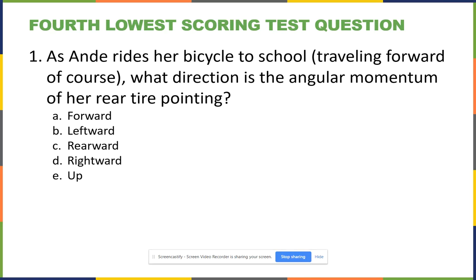Okay, the final one that people did poorly on. As Andy rides her bicycle to school, traveling forward, of course, what direction is the angular momentum of her rear tire pointing? And so we talked about this in class. If she's going forward, the tire's rotating like this. How do you determine the direction of the angular velocity and therefore angular momentum?